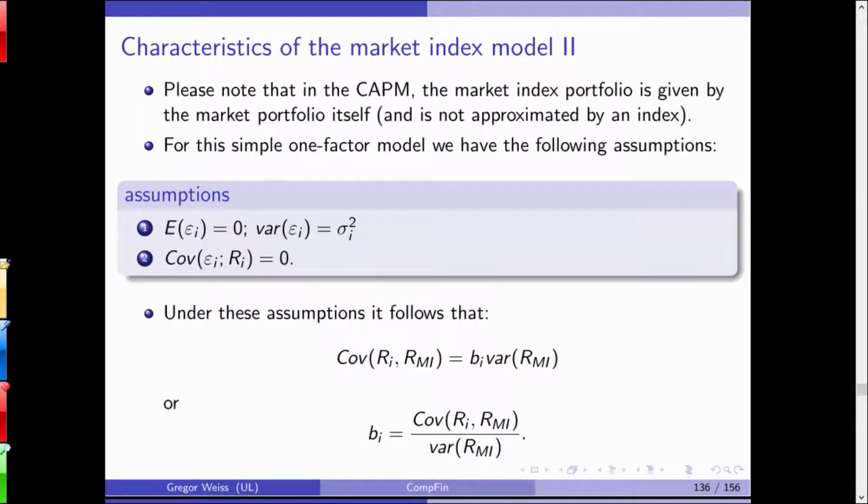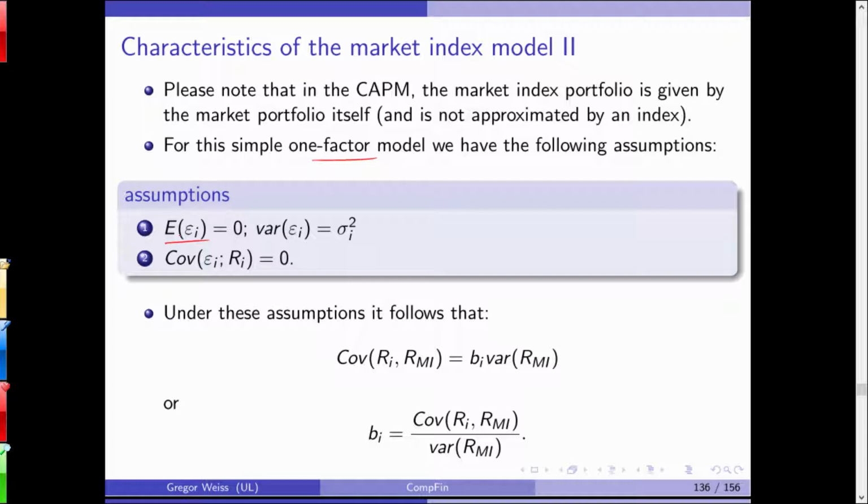Now, in the case of the CAPM, the capital asset pricing model, the market index portfolio is given by the market portfolio itself, and it is not approximated by an index. For this simple one-factor model, we assume the usual assumptions we also make in ordinary least squares regression. The expected value of the disturbances, of the error terms, is 0. The variance of the error terms is sigma i squared, and the error terms are uncorrelated with the market return.